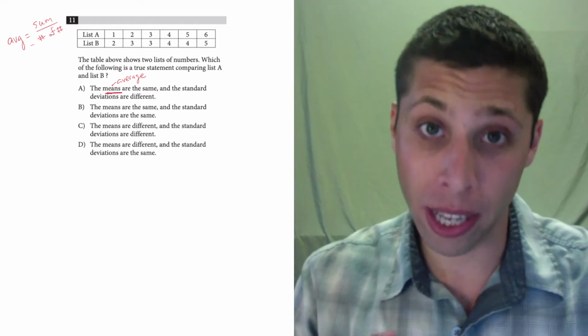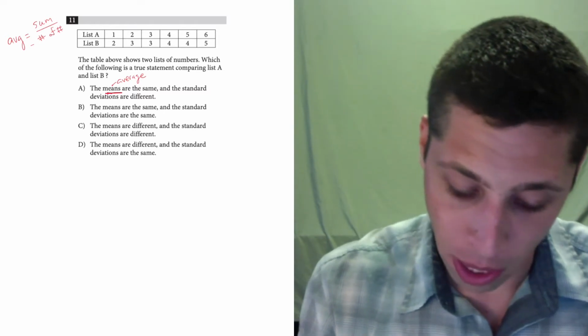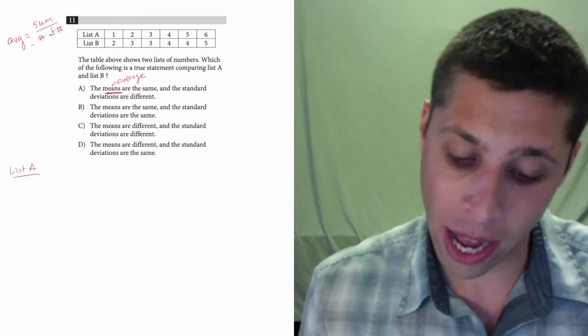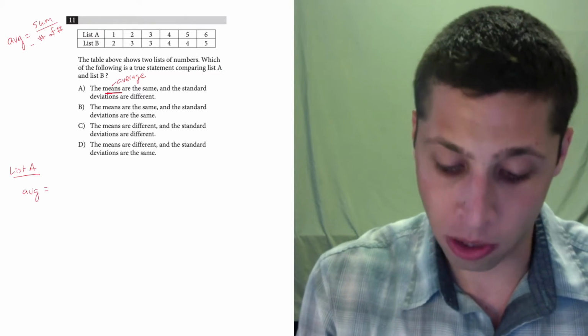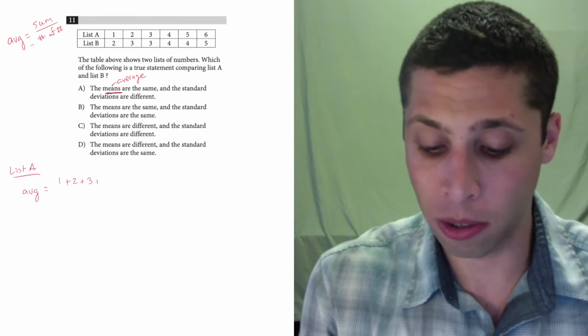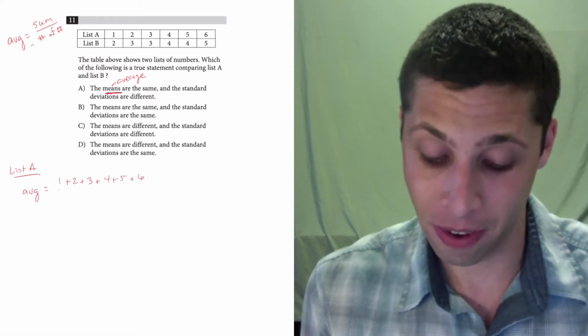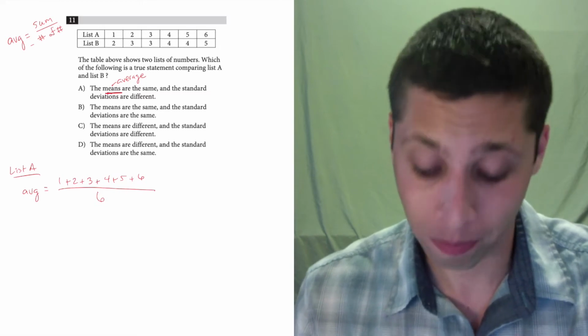So when I do this, I'm also going to write all the numbers on the page for each of the formulas. So let's calculate the average for list A. We'll do that in red. And so the average is going to be the sum of the numbers. So that's 1 plus 2 plus 3 plus 4 plus 5 plus 6 divided by the number of numbers. There are 6 numbers in our list.